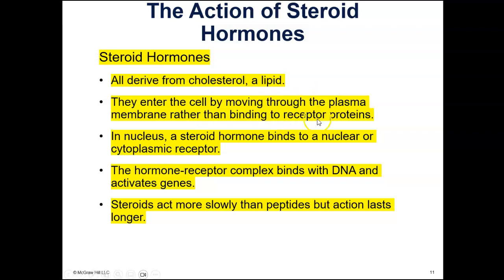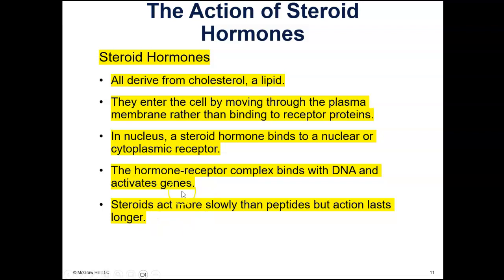So they don't bind to a receptor protein on the surface. They enter the cell, and then in the nucleus, the steroid hormone will bind to a receptor, and the hormone receptor complex will bind with DNA and activate genes. So steroid hormones act more slowly than peptide hormones, but their effects last longer.